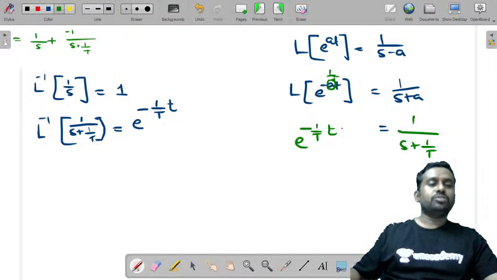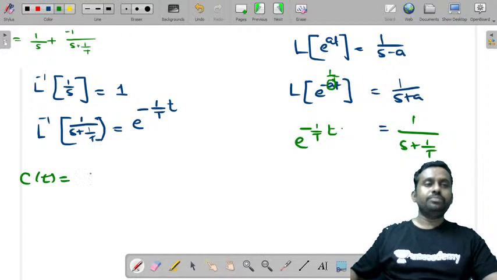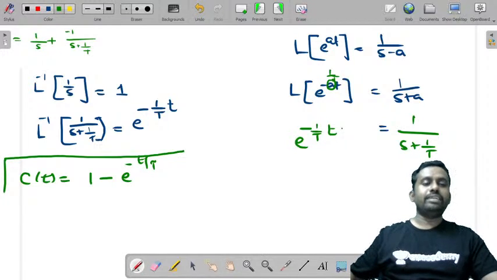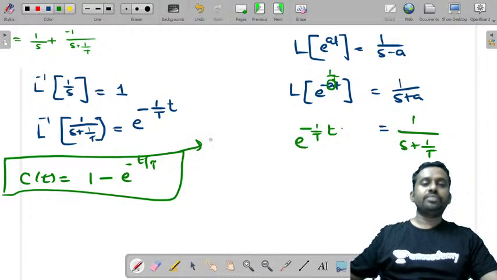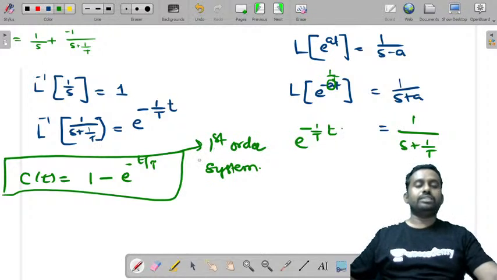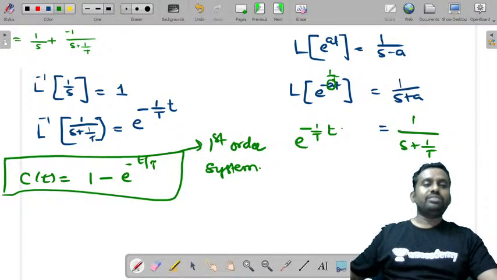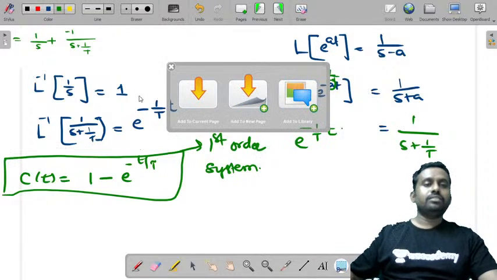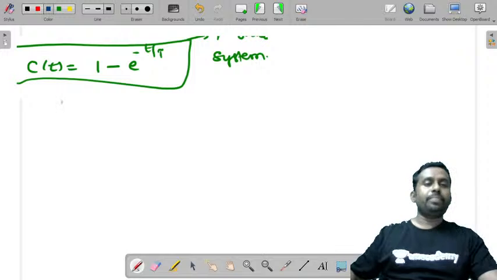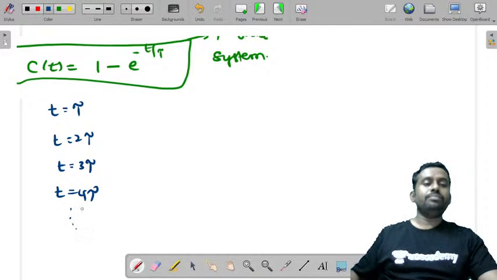So what is the Laplace inverse of this total thing? c of t is equal to 1 minus e power minus t by tau, or T, capital T. So this is the response of first order system, time response of first order system. And if you substitute the values, let us say t is equal to tau, t is equal to 2 tau, t is equal to 3 tau, t is equal to 4 tau, and so on, you will get the values of c of t.